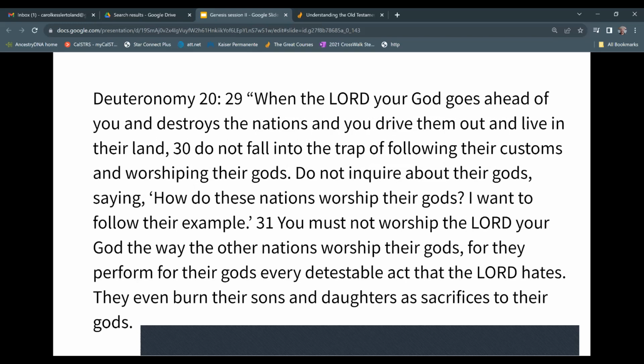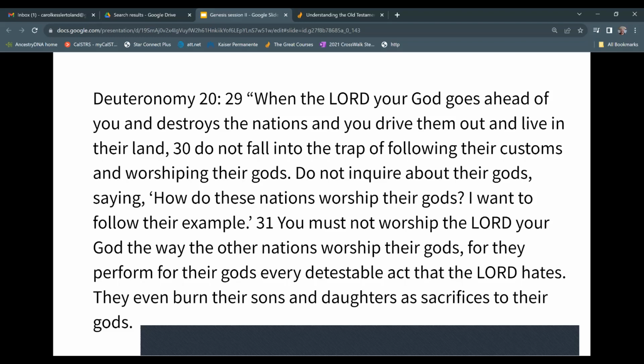In Deuteronomy also it says, when the Lord your God goes ahead of you and destroys the nations and you drive them out and live in their land, do not fall into the trap of following their customs and worshiping their gods. Do not inquire about their gods, saying, how do these nations worship their gods? I want to follow their example. You must not worship the Lord your God the way that other nations worship their gods, for they perform for their gods every detestable act that the Lord hates. They even burn their sons and daughters as sacrifices to their gods.